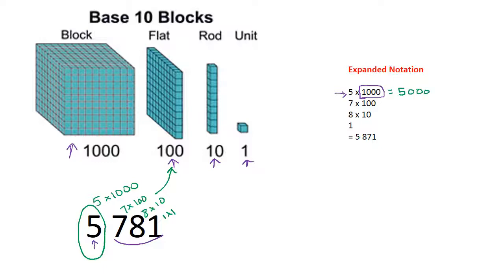If you said 5,000, you are correct. What's 7 times 100? 700. What's 8 times 10? 80. And 1. And when we add them all up, there is our answer.